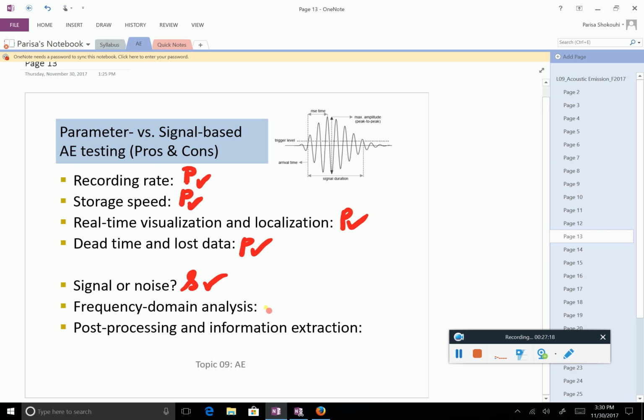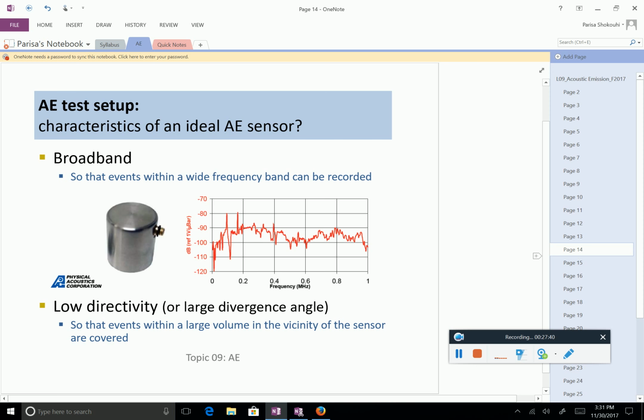I already told you about frequency domain analysis. And of course, if we have the signals, you can do a lot of post-processing. You can do classification, do all sorts of things. So of course, it's much nicer to have the whole waveform. I hope that made the whole idea of acoustic emission clear.